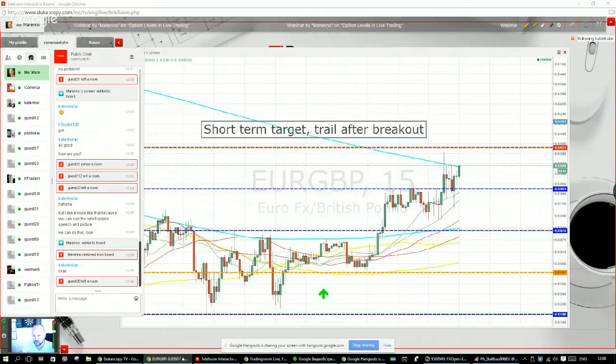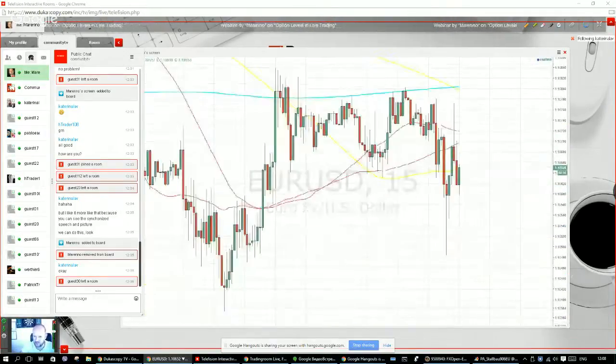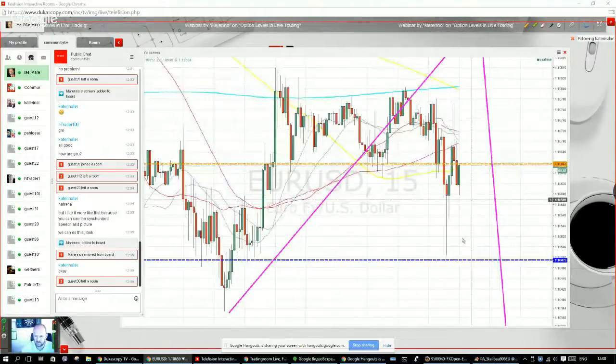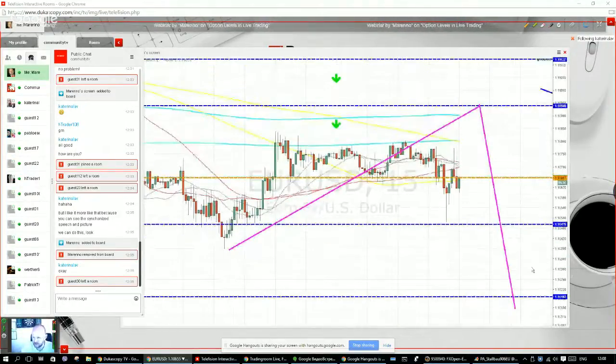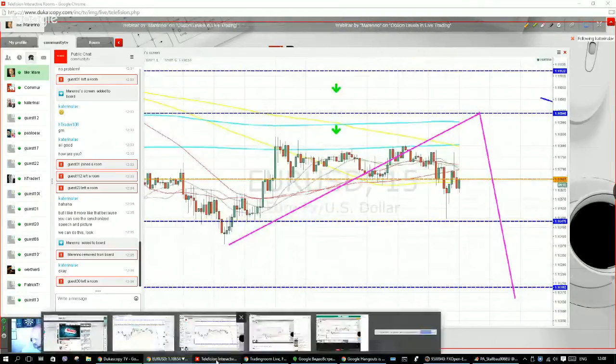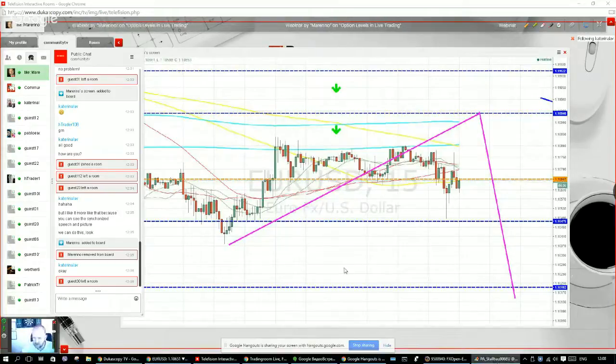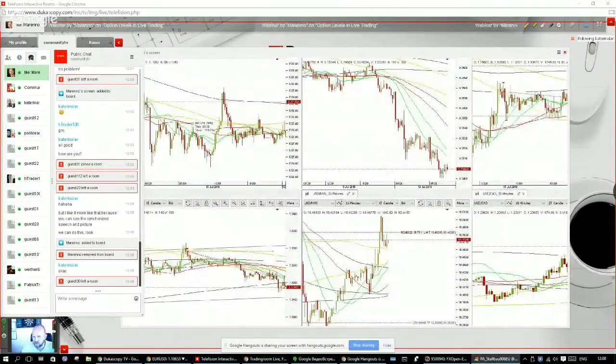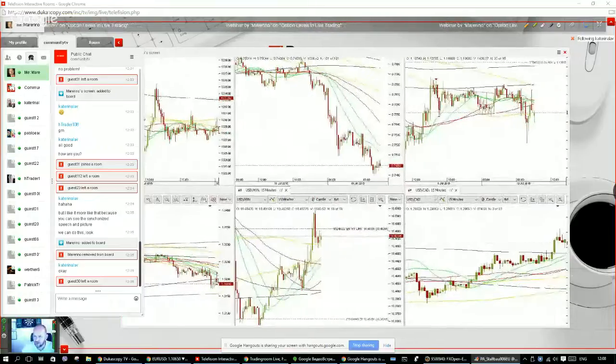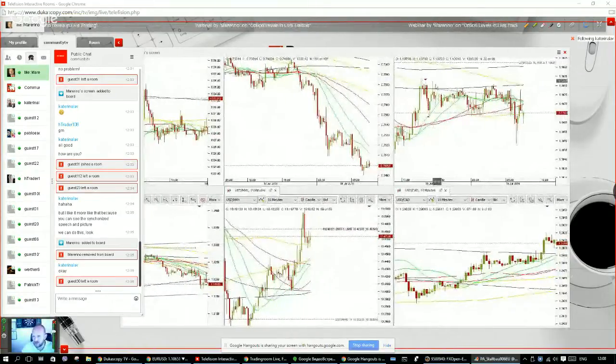All right, so let's go a bit further. Let's have a look at euro dollar. What I want to do with this one is sell it, but actually I already did it. So let me show it to you, as you can see here. I've already sold it around this area here. I closed the first part of the position here, the second around this level, and now I'm just trailing it.